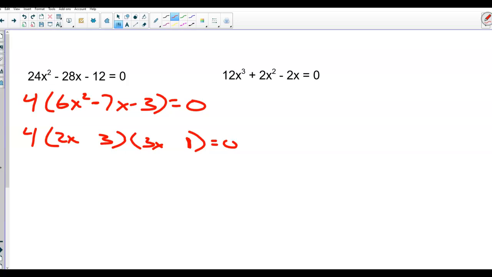2x times 3x is 6x squared. 3 times 1 is 3. But I really don't even need to check that, because if that didn't work out, I wouldn't have put the numbers there in the first place. 2x, 9x. Is there a way to make 2x and 9x negative 7? Sure. A negative 9x and a plus 2. So this makes a negative 9x. This sign makes a plus 2x.